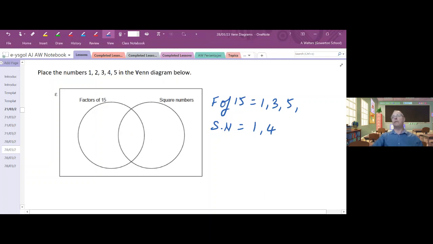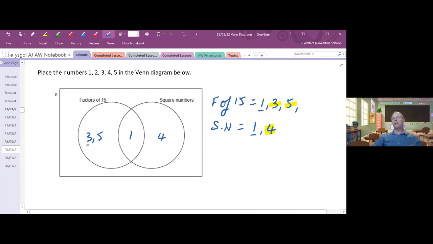So what I look for first of all is what is common to both these lists, and the number 1 appears on the top and the bottom. So therefore it's an intersection of factors of 15 and the square numbers. From the top line, factors of 15, I'm left with a 3 and a 5, which I'm going to put in. They are factors of 15, but they are not a square number. From the bottom line, the square numbers, there's a square number there, 4, but it's not a factor of 15.